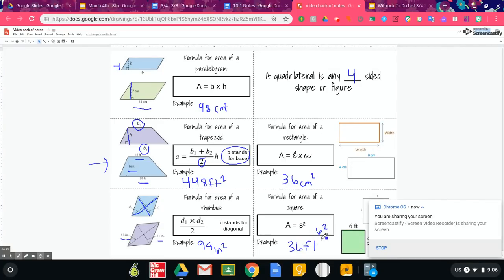And the properties of a square are that all sides are congruent, two sets of parallel sides, and it has 4 right angles. So make sure you've got all of this copied down. You're going to want to keep these notes because you're going to need to use them tomorrow as well, and then glue them into your notebook.